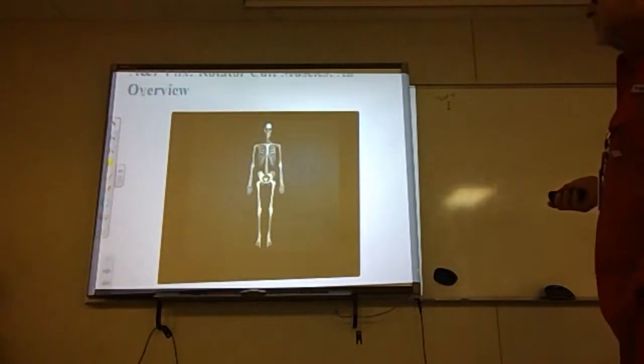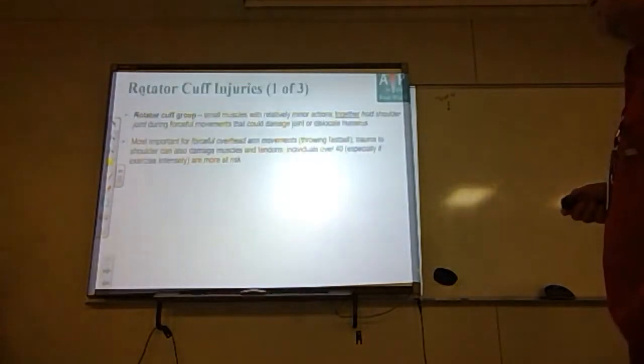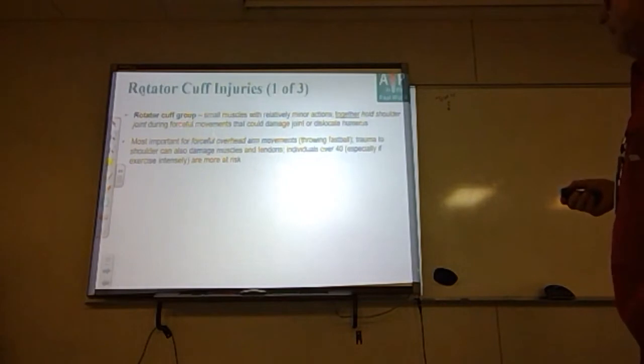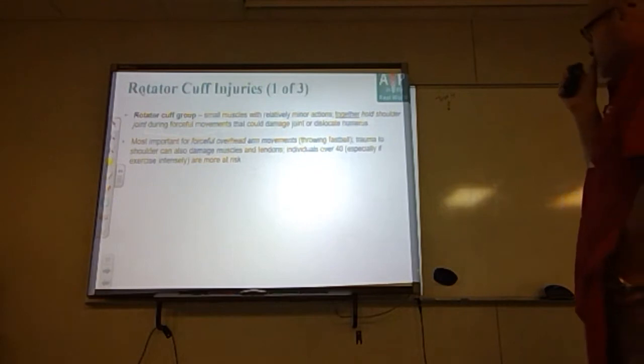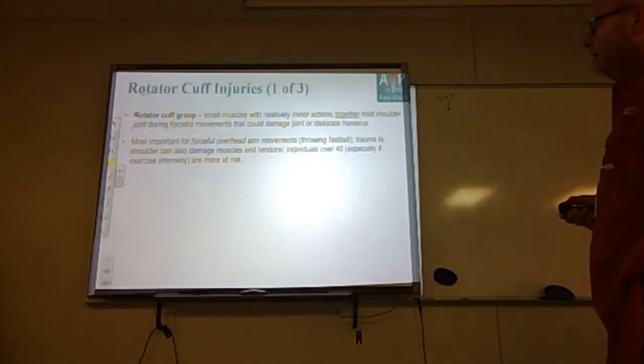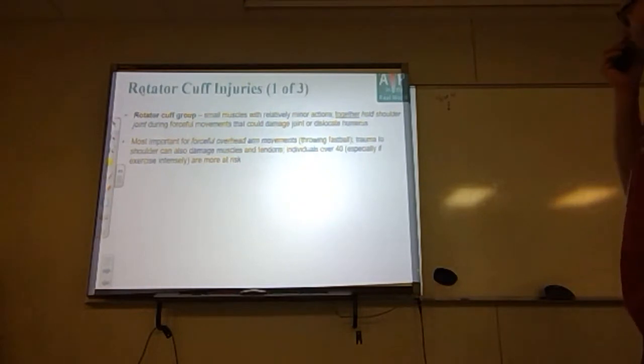A couple more videos that you can watch at your leisure. The rotator cuff group, small muscles with relatively minor actions. Together they hold the shoulder joint during forceful movements that could damage the joint and dislocate the humerus. Most important to forceful overhead arm movements like throwing a baseball.